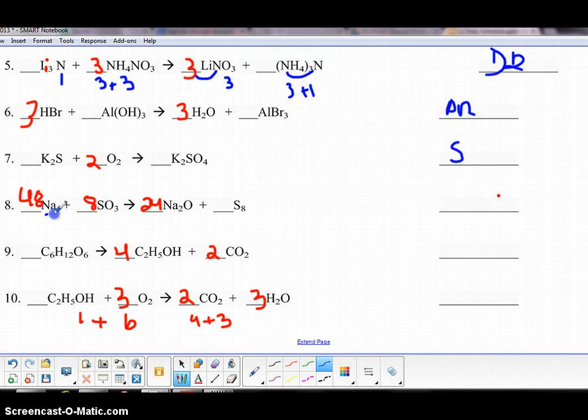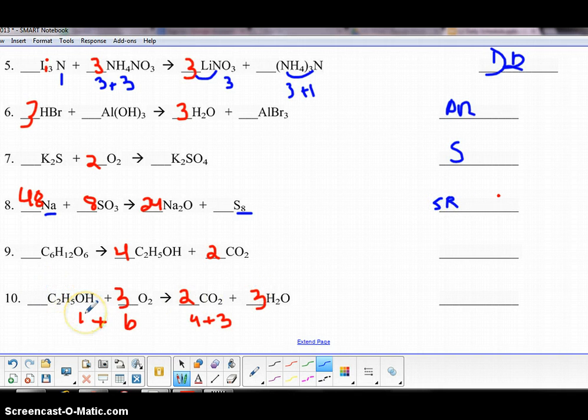I see a single element. I see an element. It's actually, sulfur is not diatomic. It's a big number, but all right. It's still an element and a compound. Element and a compound. So this is going to be, in a sense, a single replacement. I started making the R too soon.